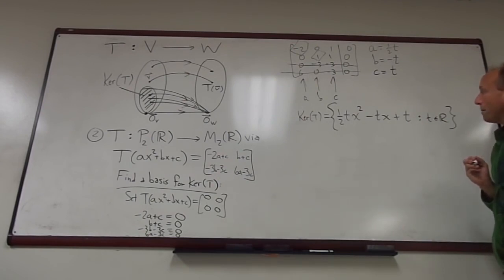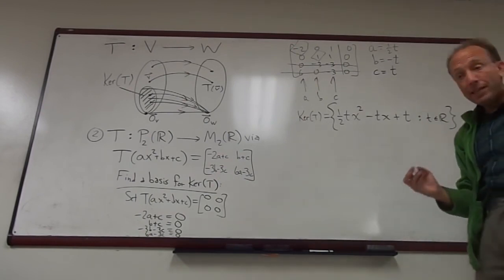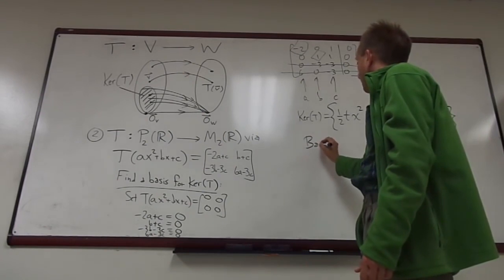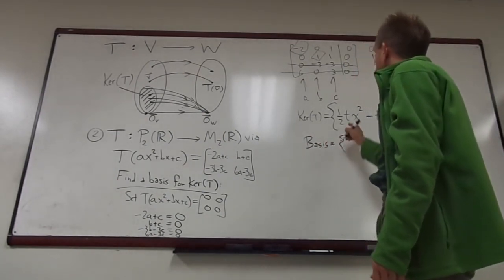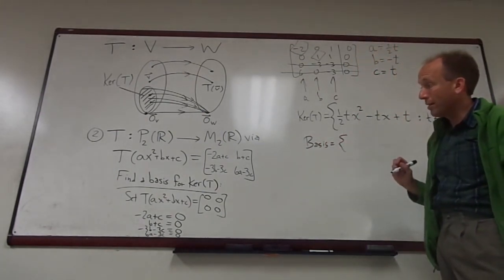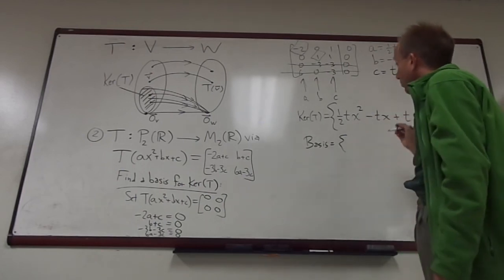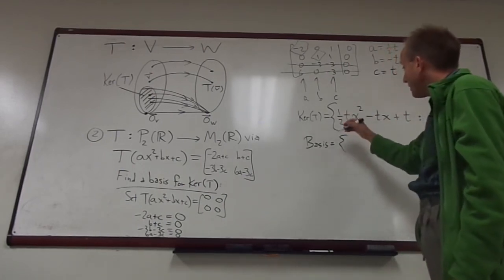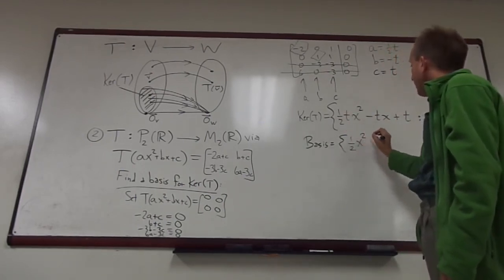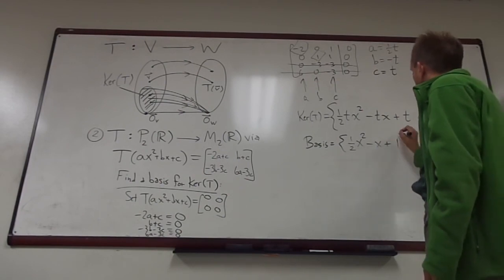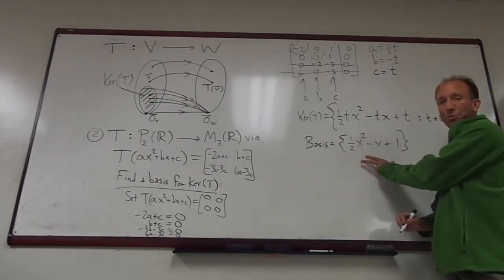See how I wrote that? And if I want a basis for the kernel, I just bust out my variables, just like I did on the last example. This time I only have one variable to bust out, which is the t. Once I take it out and factor it out, my basis is just this polynomial.